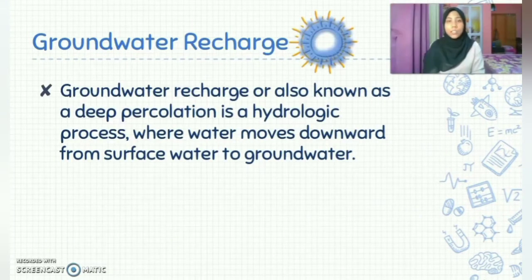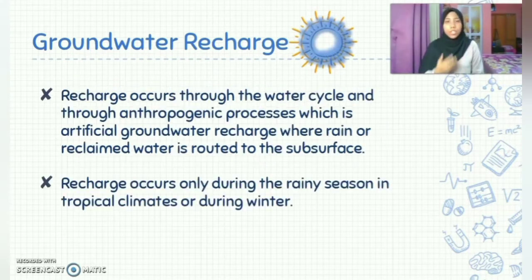Next process is groundwater recharge. Groundwater recharge, also known as deep percolation, is a hydrologic process where water moves downwards from the surface water into the groundwater. Recharge occurs through the water cycle and anthropogenic processes, which is artificial groundwater recharge, where rain or reclaimed water is routed to the subsurface. It occurs only during the rainy season and during the winter.